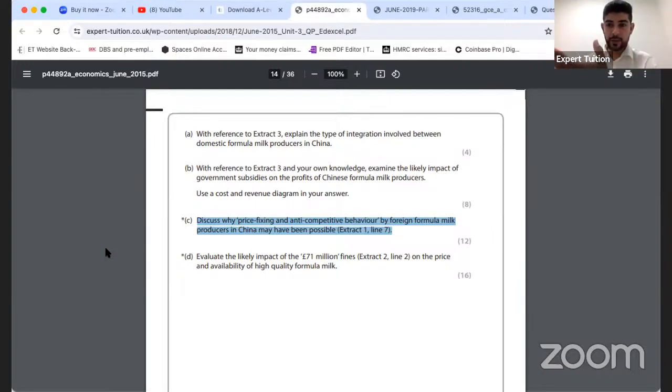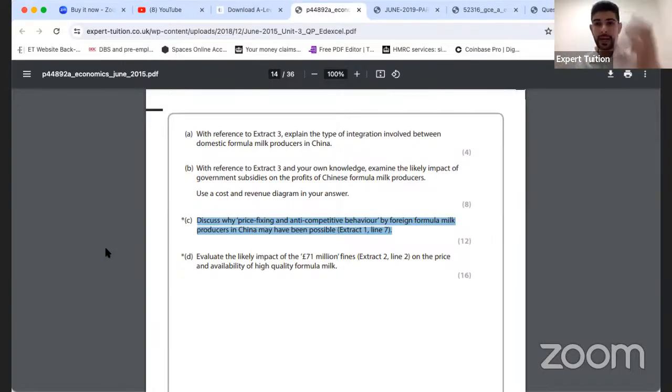Well done if you understood why I just showed you this question. What is price fixing? Price fixing is basically collusion. This is the exact same question that I just did a second ago. It's the same thing, it's just worded differently. And this is what you need to understand. There is a thread. They often repeat questions on a yearly basis.